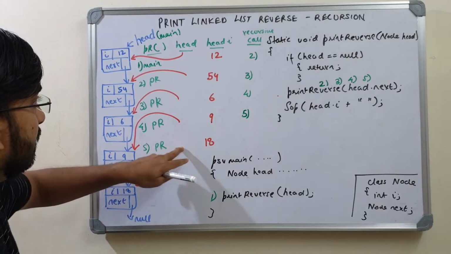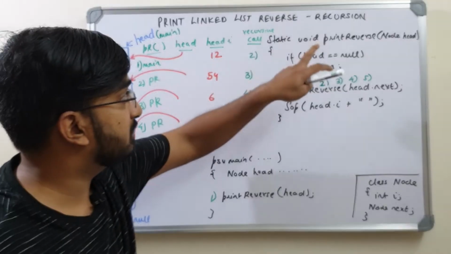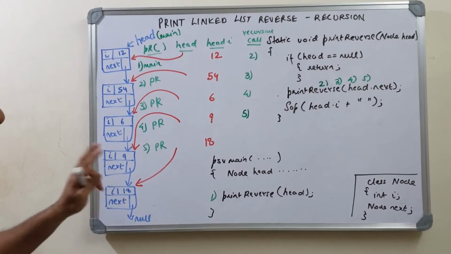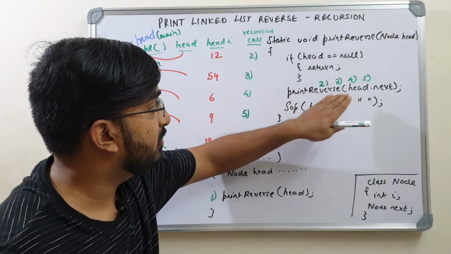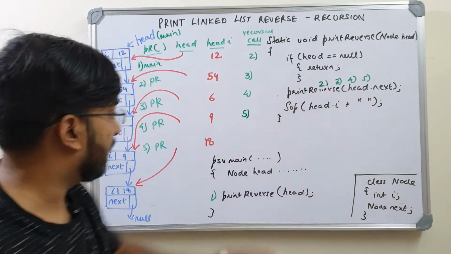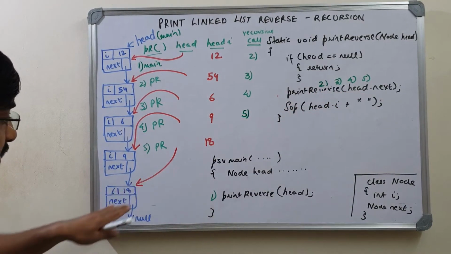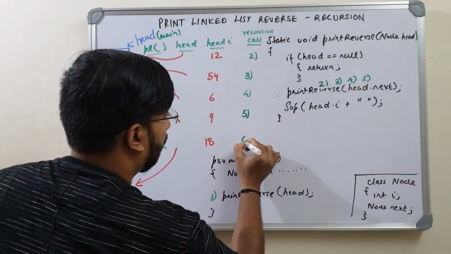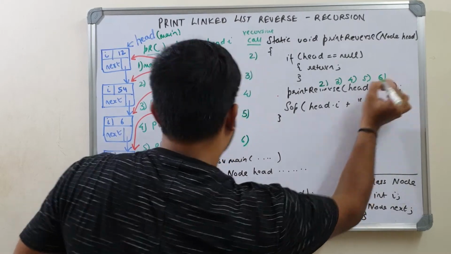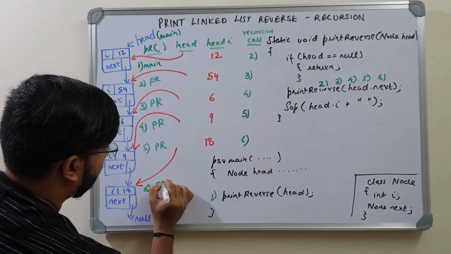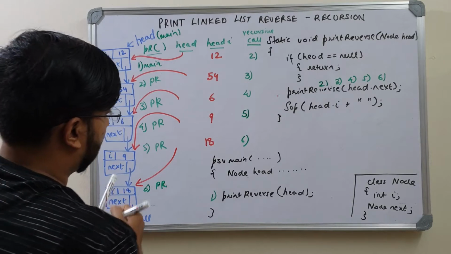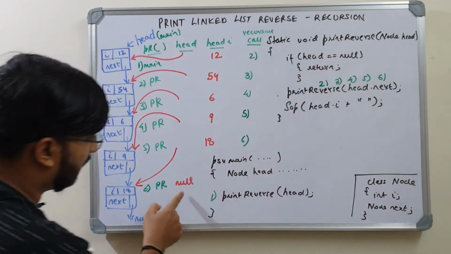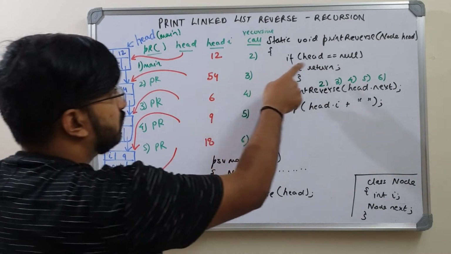So your head is pointing here. You come into this method, you say if head is equal to null. Head in the current call is pointing here. This is a memory location, not null, false. You come here, you recur again, you call print reverse with head.next. Head.next is null because head is currently pointing here. So the sixth call, which is from here recursively, is called from PR. Head is null. You come into this method, you check if head is equal to null. Head currently is null, this condition is true, you return.